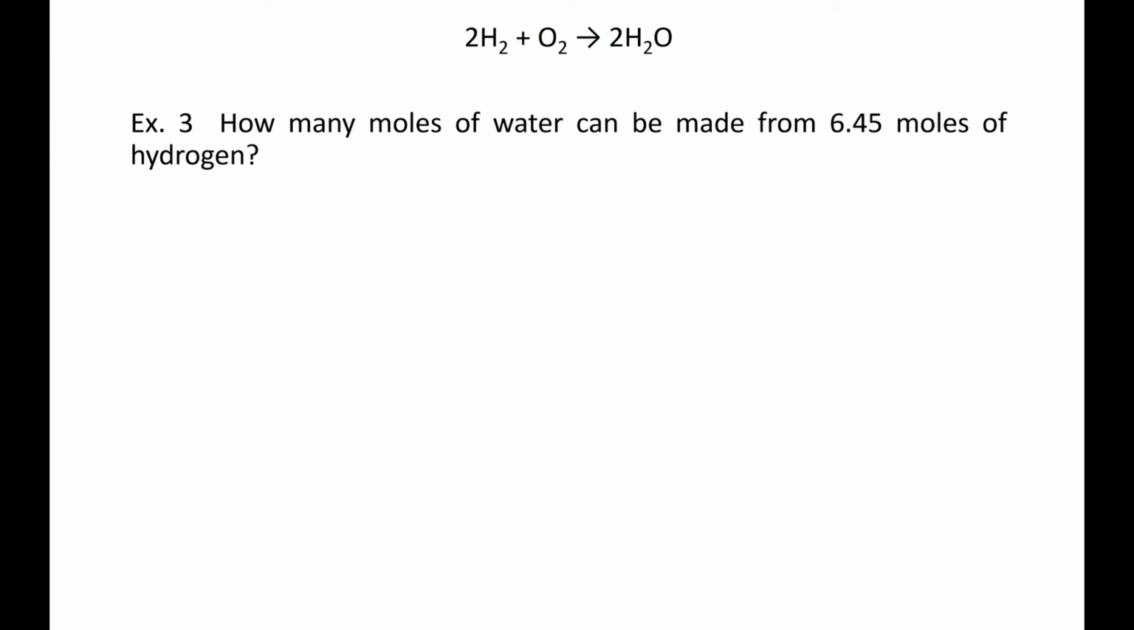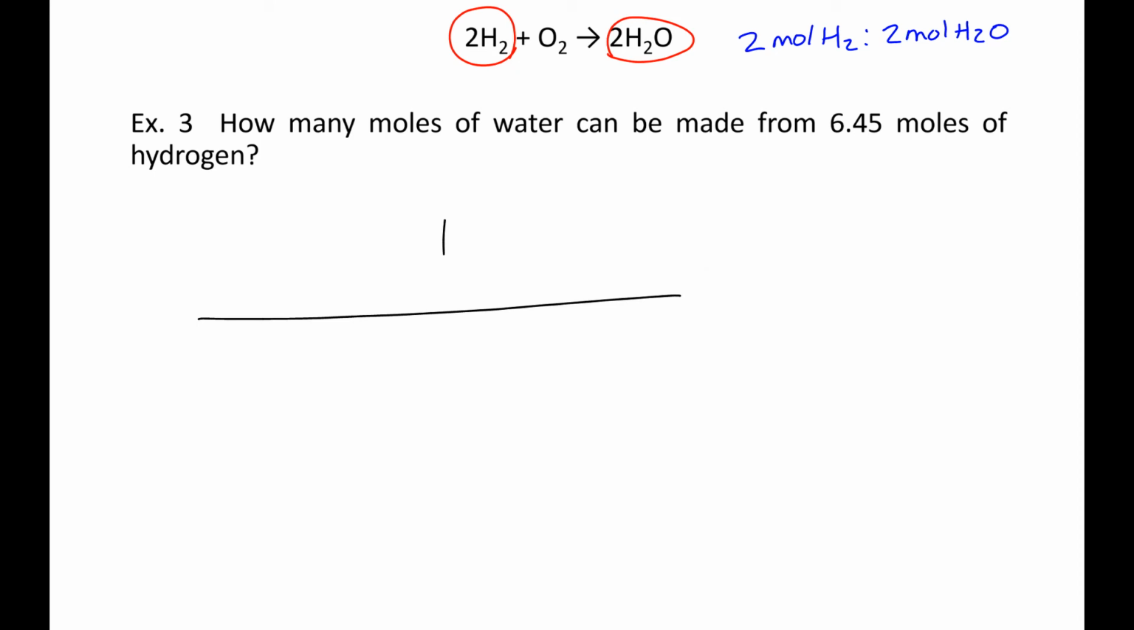Okay, we got 2 more examples. So let's look at this one. How many moles of water, so we're doing water, can be made from 6.45 moles of hydrogen? Okay, so it's the 2 moles of H2 to 2 moles of H2O. 6.45 moles of H2, because that's what we're starting with. This time we're starting with moles of hydrogen, okay, not moles of water. So we stick the H2 there.